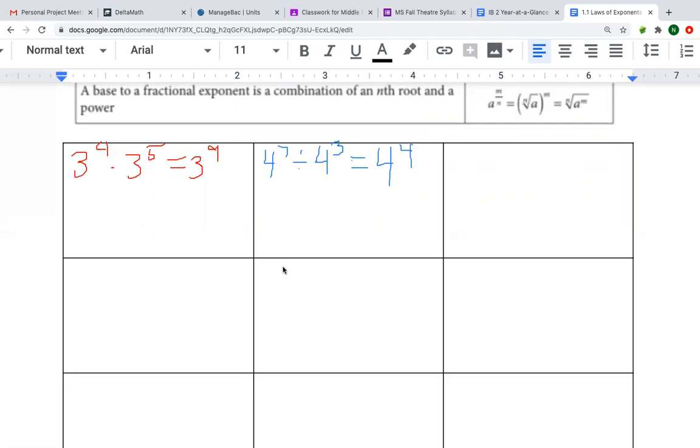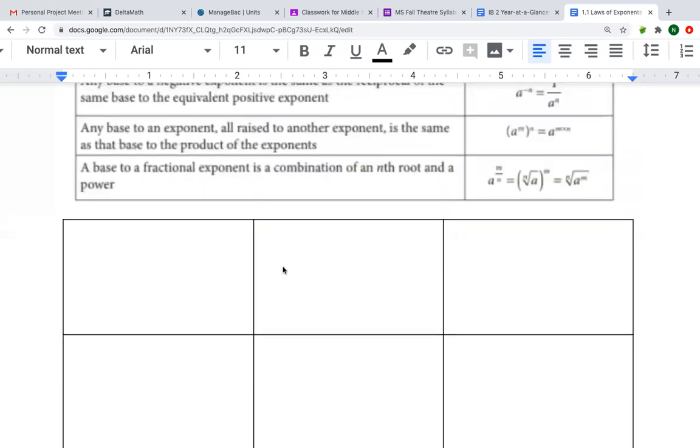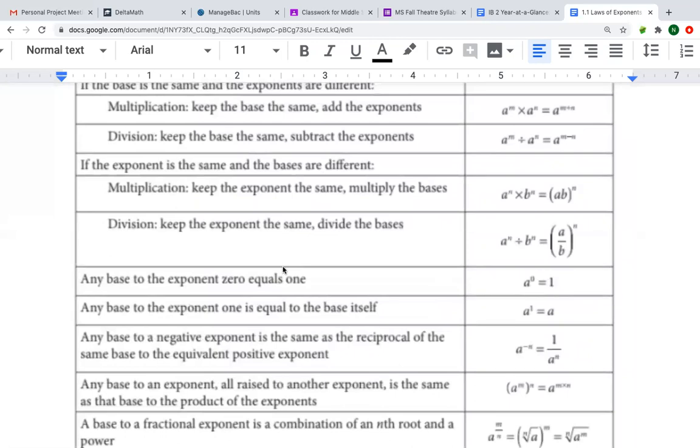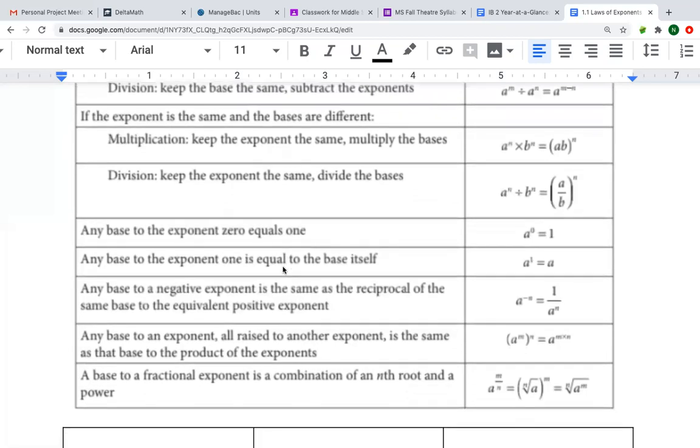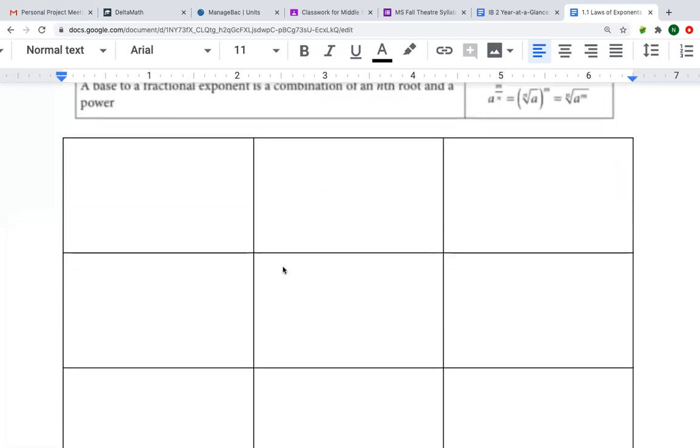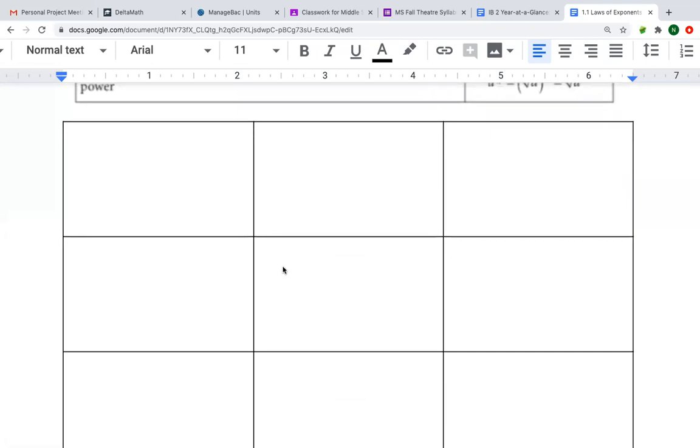Not too bad. Okay, after that, what if, however, the exponent is the same and the bases are different? Instead, what we do is we keep the exponent the same and we multiply the bases. Similarly, with division, you just divide the bases. So let's go ahead and look at those examples. Let's say we have 4 to the 5th power times 5 to the 5th power. This would be the same as 20 because 4 times 5, and we keep the power the same, 5.